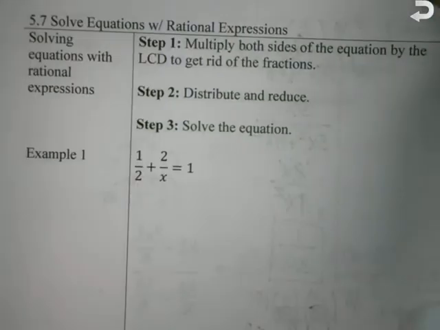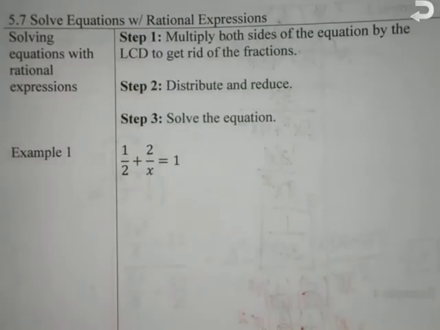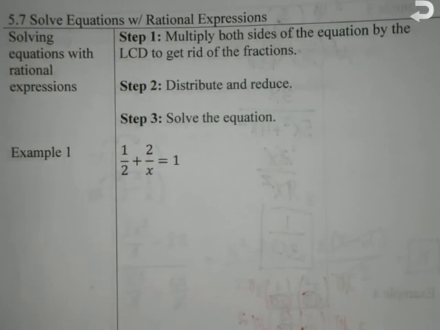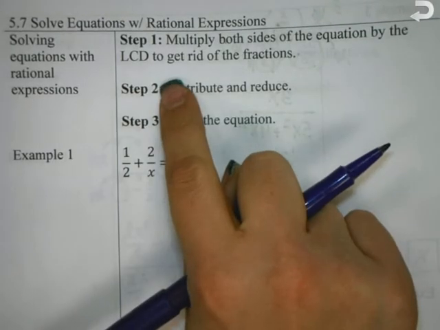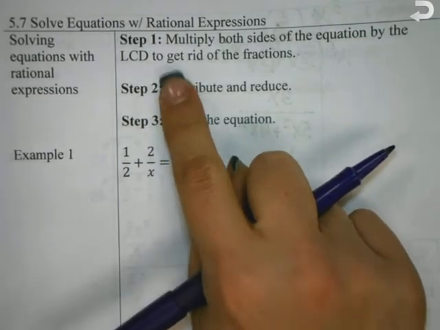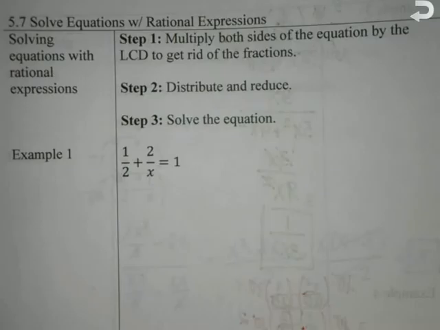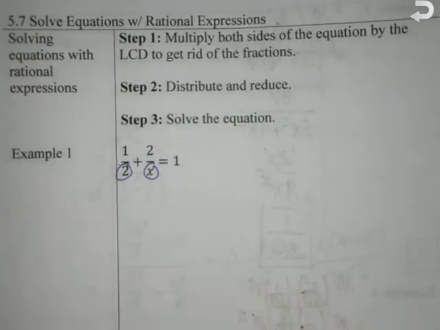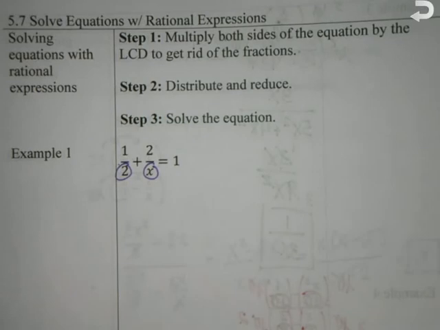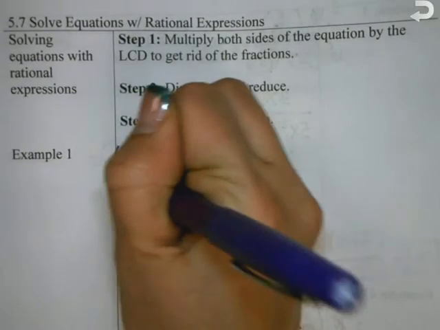Okay, so we have 1/2 plus 2 over x. All of that is equal to 1. So our first step is we need to multiply everything by the LCD so that we can get rid of the fractions. What's going to be the LCD here? Good, 2x. We look at the denominators and we have to decide what they all have in common.